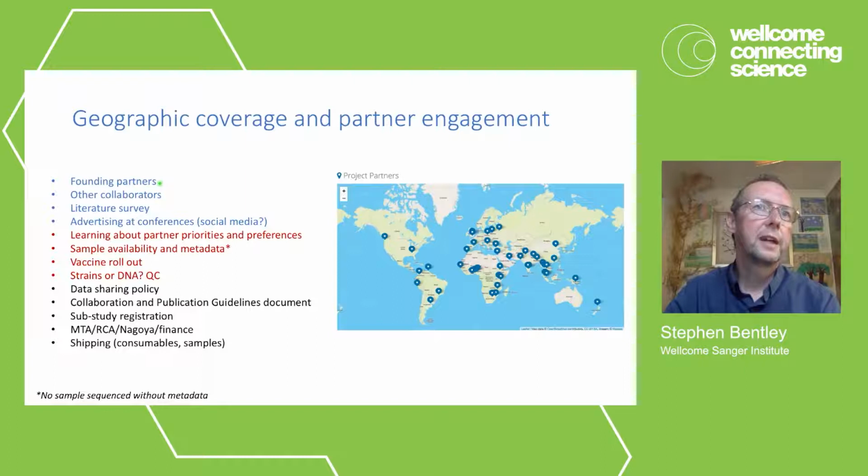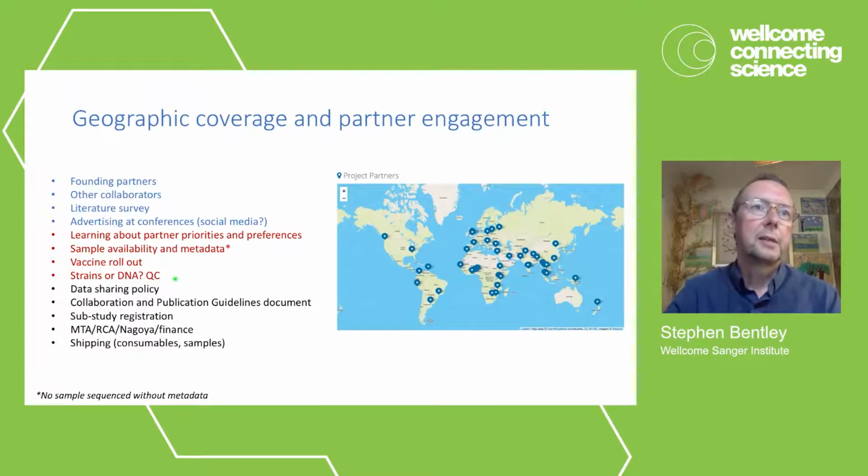So we had our founding partners, which was a real bonus to begin with. And then through those partners and through our own connections, we were able to recruit other collaborators. We did literature surveys to see if there were people that we didn't already know about who would be potentially interested, and then we also advertised at conferences. And when we identified potential partners, we put a lot of effort into learning about their interests, their priorities, their preferences, and what they would potentially be capable of doing and interested in doing to contribute to the project. What were they interested in getting back out of the project?